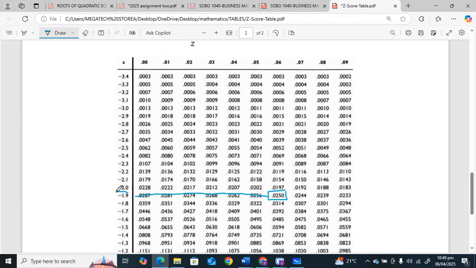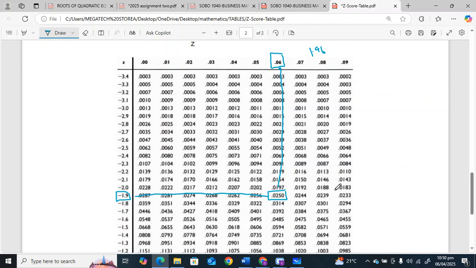Here we've got a negative 1.9, and we've got a 0.6 here. So 1.9 plus 0.6, that's how you get the 1.96. So that's where that negative 1.96 is coming from, negative and positive.